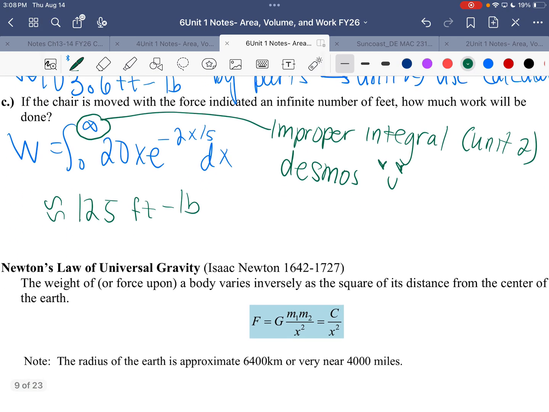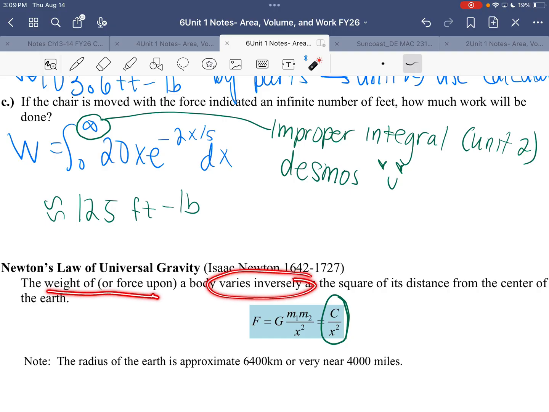It's just built different. Okay, so now, second to last thing, I think. Newton's law of universal gravity. This is the portion of the law that we're going to care about. Just so you know, I don't expect you to have all of these memorized. I'm either going to give them to you, but this description also tells you this equation. So like the weight and the force varies inversely with the square of the distance.